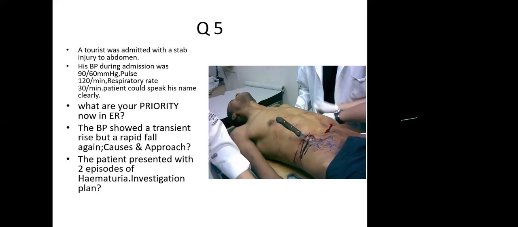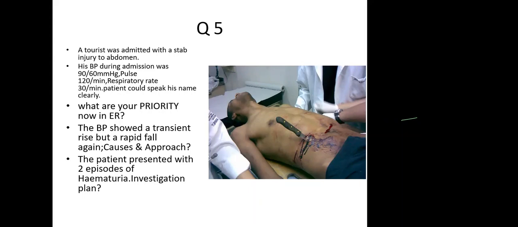Next. The BP showed a transient rise, but a rapid fall again. Sir, that's the point. You have mentioned ABC, but the priorities are not complete yet, sir. Airway, breathing, circulation, disability and exposure, and environment control. What is the exposure and environment control? Exposure is done. What is the control that you have done?